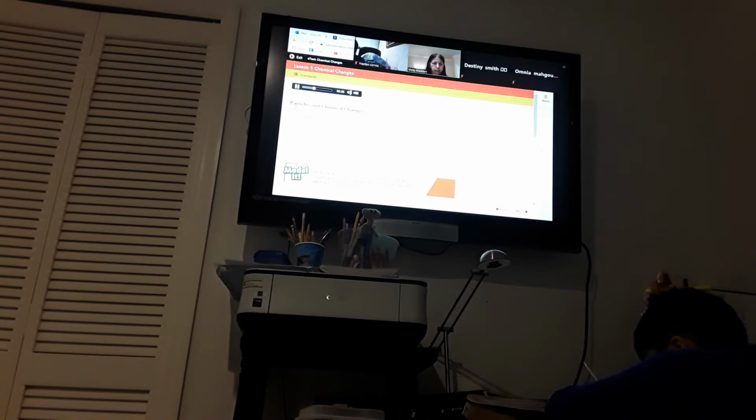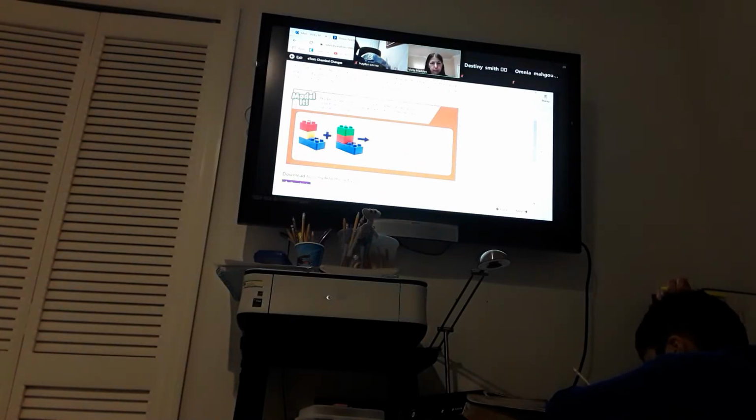You can use building blocks to model a chemical change. In the picture, the blocks represent particles of matter. They are connected to form two substances. You can connect them in other ways to form different substances.